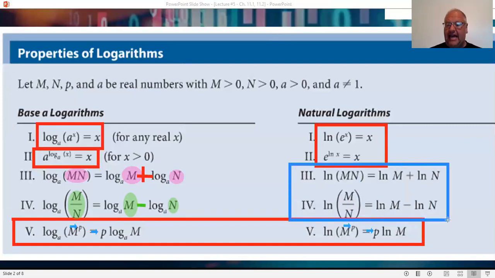It's the same idea. I don't know why they gave it to you these two different ways. We could have just given it to you base a because natural logarithms are another example of base a. They're just written a little bit differently. But ultimately, the 5 important rules you need to know about logs are: if you have the base and the argument the same, you take it as the exponent. That's this one.